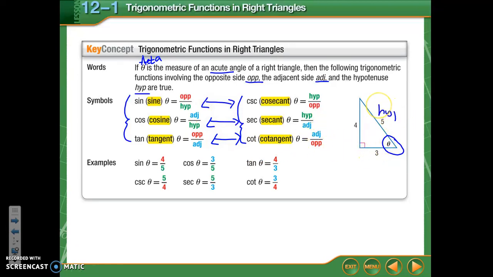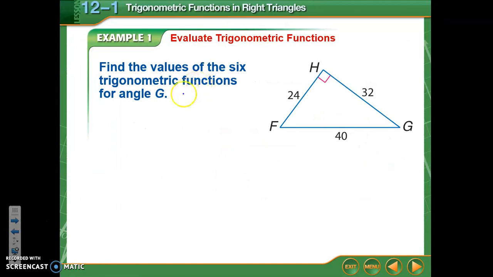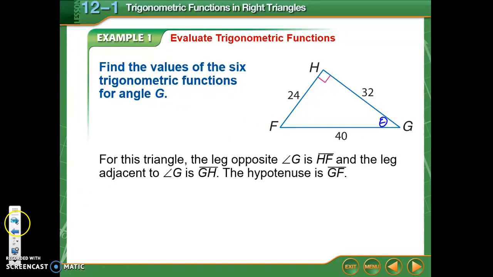So remember in this picture, this would be the hypotenuse, the side that's 5. And based on this angle theta compared to this angle, 4 is the opposite side, and 3 is the adjacent side. So that's where they get these 6 trigonometric functions. So that's what we're going to do. We're going to find for this triangle the value of all 6 trig functions for the angle G. So in this case, G is our theta. It's always a good idea to label if you're not sure what side is which. Remember the side opposite of the right angle is always the hypotenuse. So here 40 is the hypotenuse. Based on angle G, 24 is the opposite side, and 32 is the adjacent side.